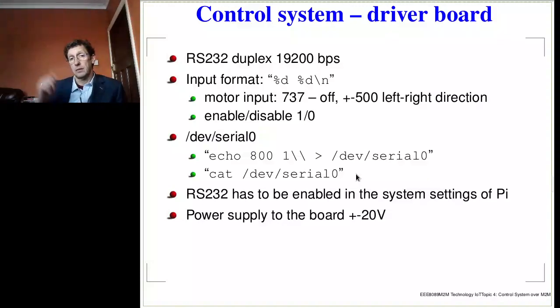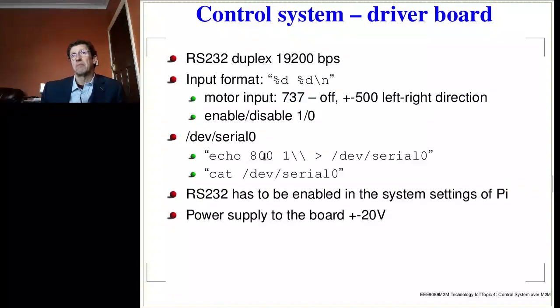And this device is connected to the board with wires. And then the motor will start rotating. So 800 is slightly more than 737, it will be a very slow rotation one way. If you output 900 or 1000, it will be spinning fast. If it is 300, so it's below this number, it will be rotating the other way around.